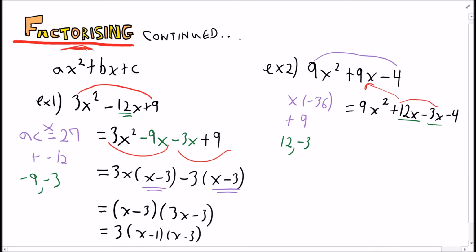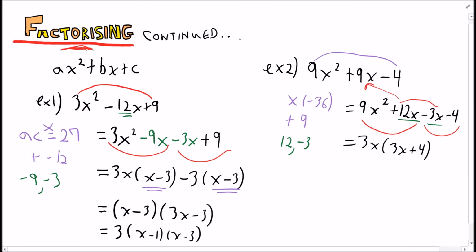Then we are going to do the same thing as we did in the last one. So we're going to group them, the first two together and the second two together. So the first one, what's common to 9x squared plus 12x? Well, I can divide out a 3x, leaving me with 3x plus 4.